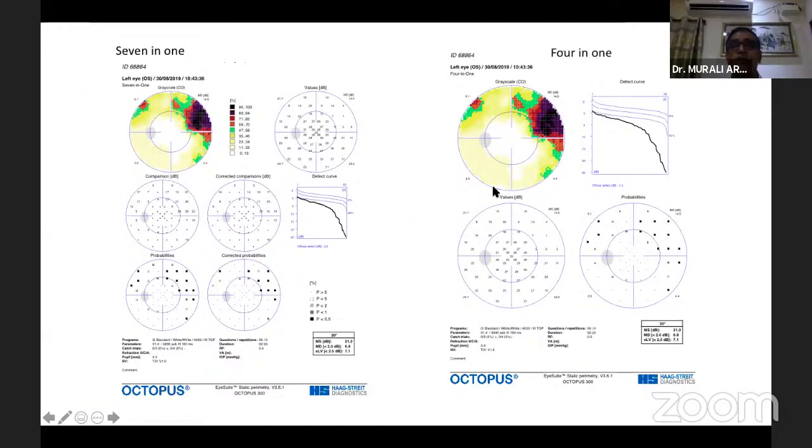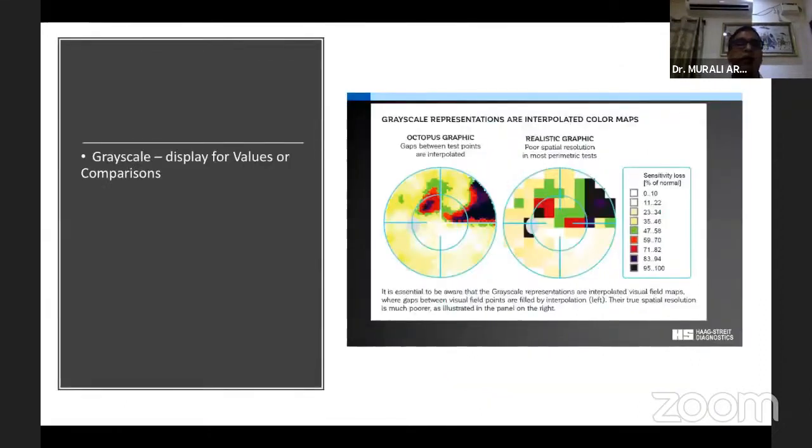A 4-in-1 gives you more information of the detailed analysis of what you can do as the grayscale defect. You can actually choose what you want in a 4-in-1, what you want in a display. Unlike the Humphrey, it's very flexible. You can actually customize the output from the machine. The grayscale can be generated in color. The grayscale can be displayed for both values, that is thresholds, or for comparison. It is ideal to get it for comparisons.